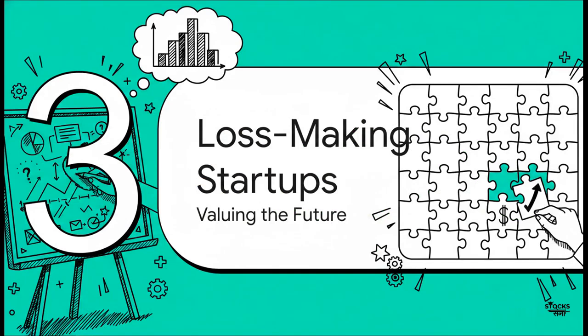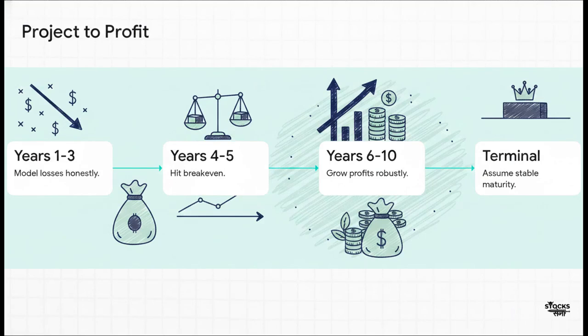Okay, let's keep moving. Section 3. Loss-making startups. Valuing the future. Let's wipe the whiteboard totally clean for this one. We are trying to value the future here, and frankly, it's the toughest puzzle on the board. With young, high-growth companies, standard DCF just completely falls apart. Why? Because there are literally no positive cash flows to discount right now.